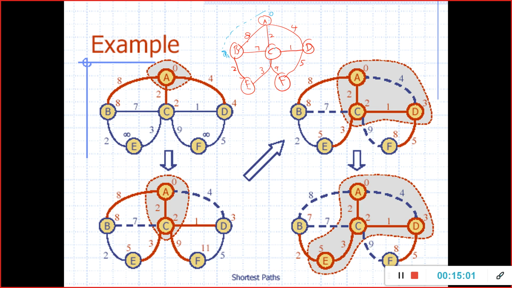A to C is 2, so you put here 2A, meaning that it is coming from A. And A to D is 4, so it's 4A. So this is the cloud that you build at first. Others edges that are not reachable by A, not an adjacent vertex, you put infinity. Now from 8, 2, and 4D, which one has the smallest distance?